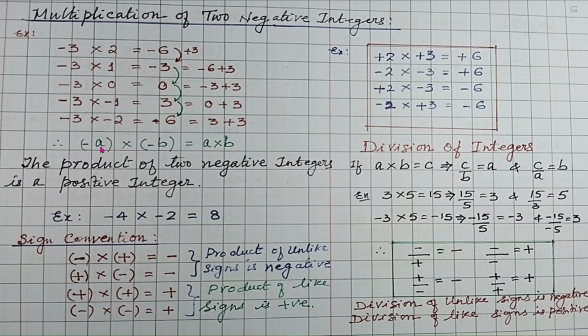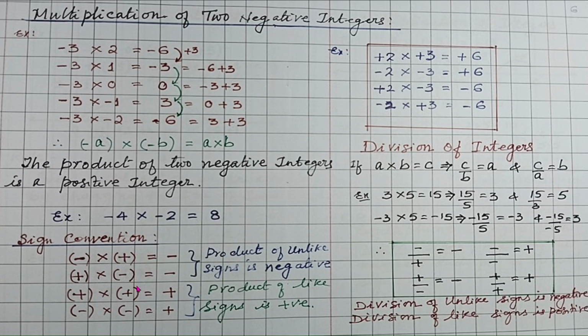That means if we have two integers with minus sign, minus a into minus b, the product is with a plus sign, a into b. That means the product of two negative integers is a positive integer. It's a very important rule which you have to remember. So minus 4 into minus 2 is multiply the two numbers with a plus sign. That means two negative integers when multiplied give a positive integer.